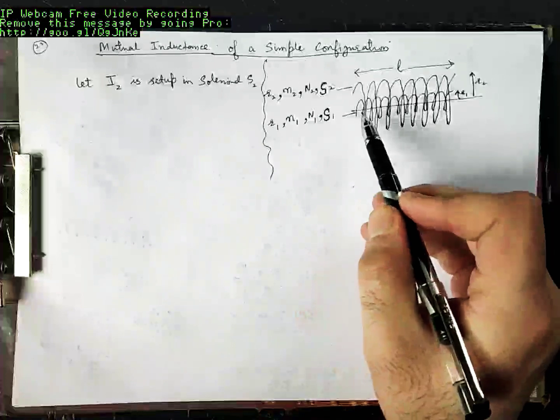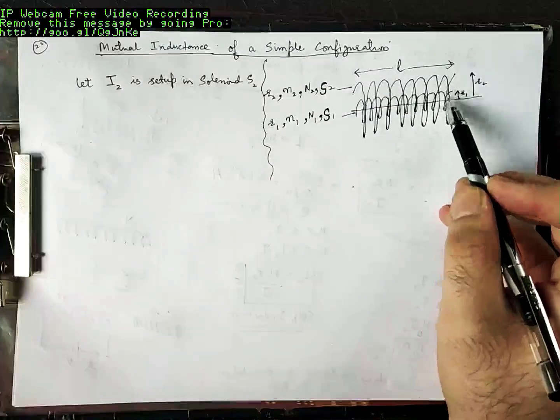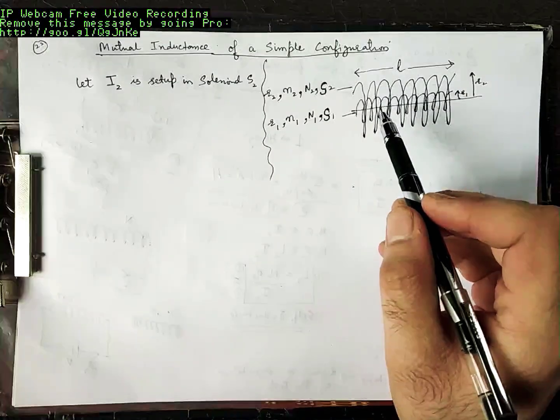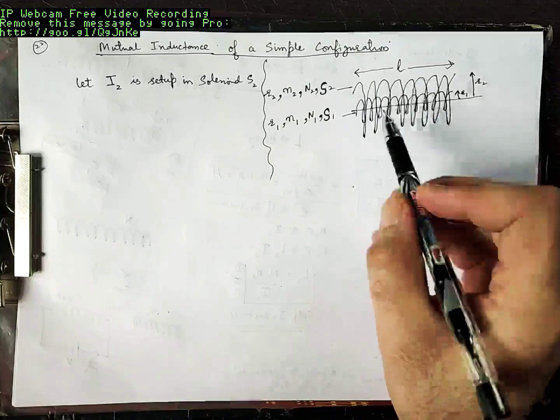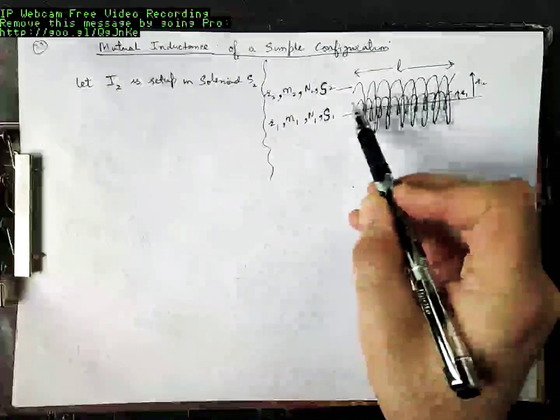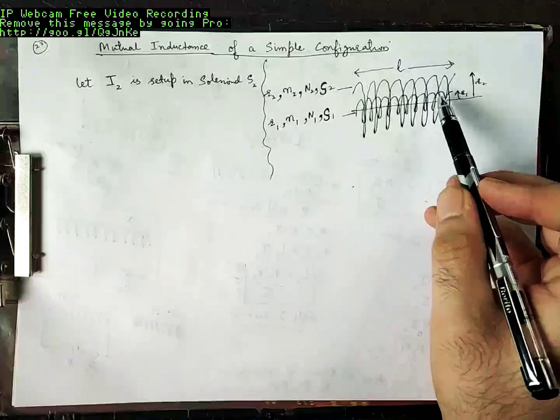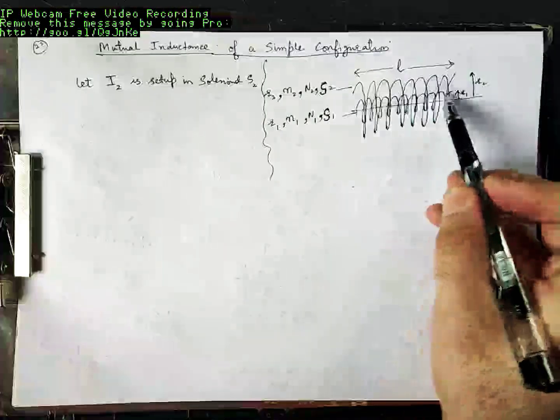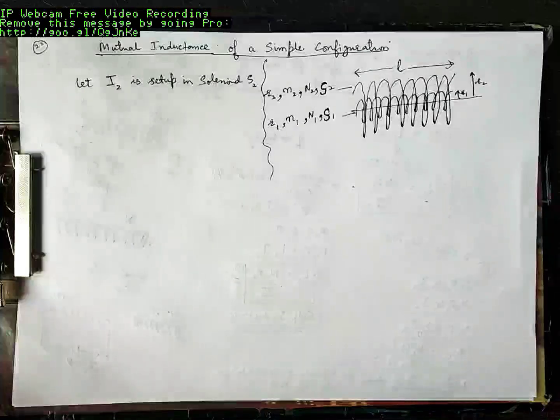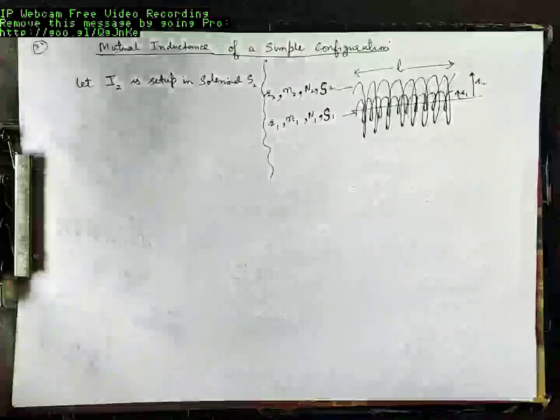Since solenoid S1 is placed inside solenoid S2, therefore a part of flux will also pass through S1, because flux is passing through the inside of solenoid S2, and solenoid S1 is placed inside solenoid S2. So some part of the flux will also link solenoid S1. Fine.